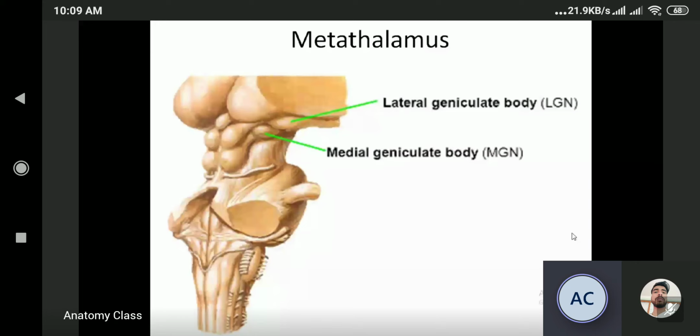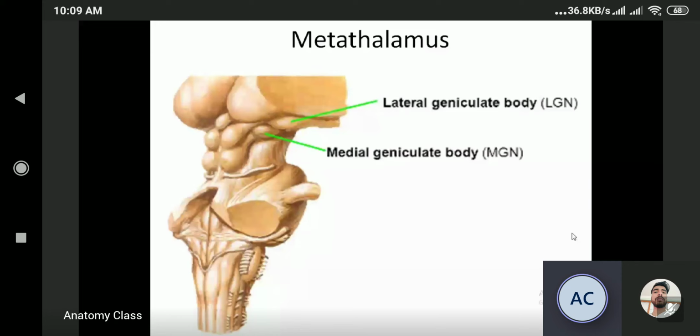Okay, so then we'll go for the metathalamus. Within this metathalamus, this is another part of the encephalon. Metathalamus is composed of the lateral geniculate body and medial geniculate body. Now tell me, you must have come across this terminology. In which class or lecture have you studied this lateral and medial geniculate body?